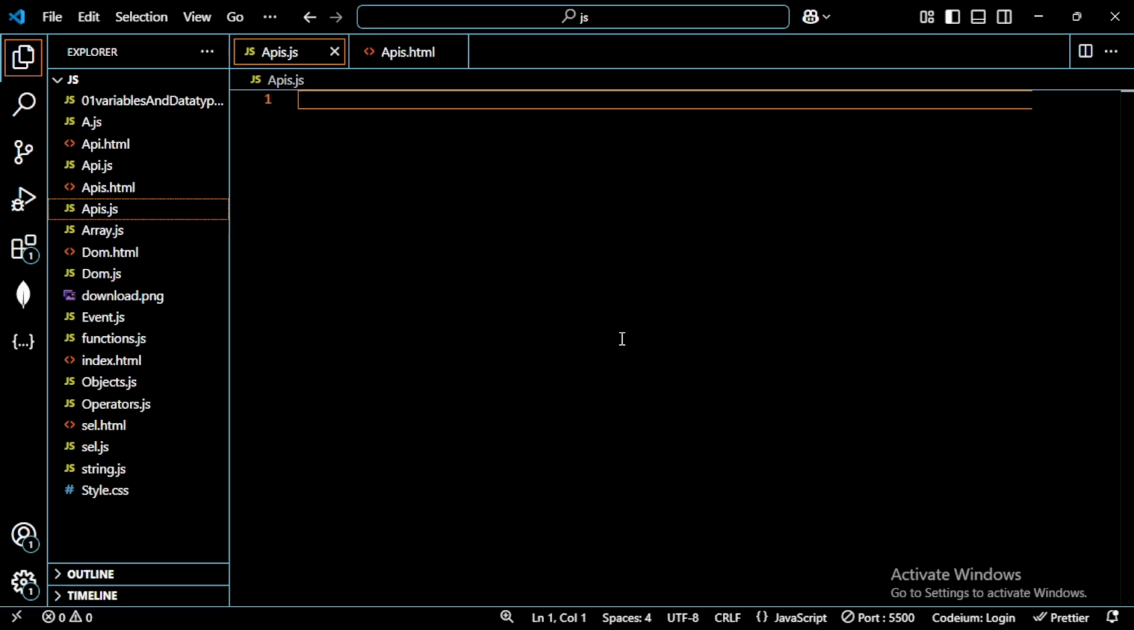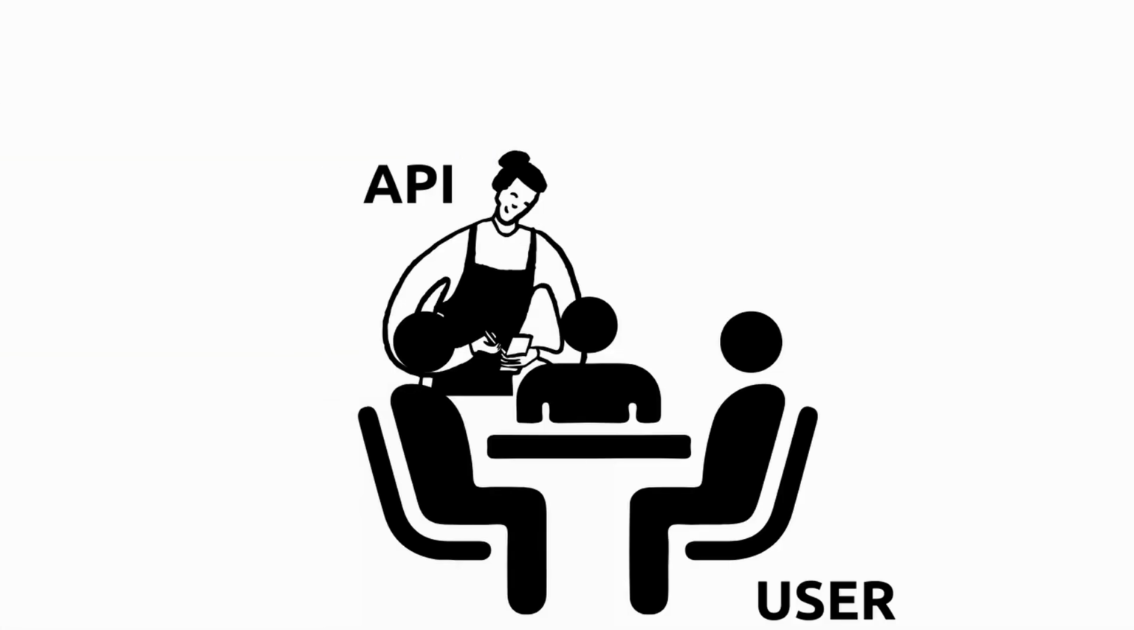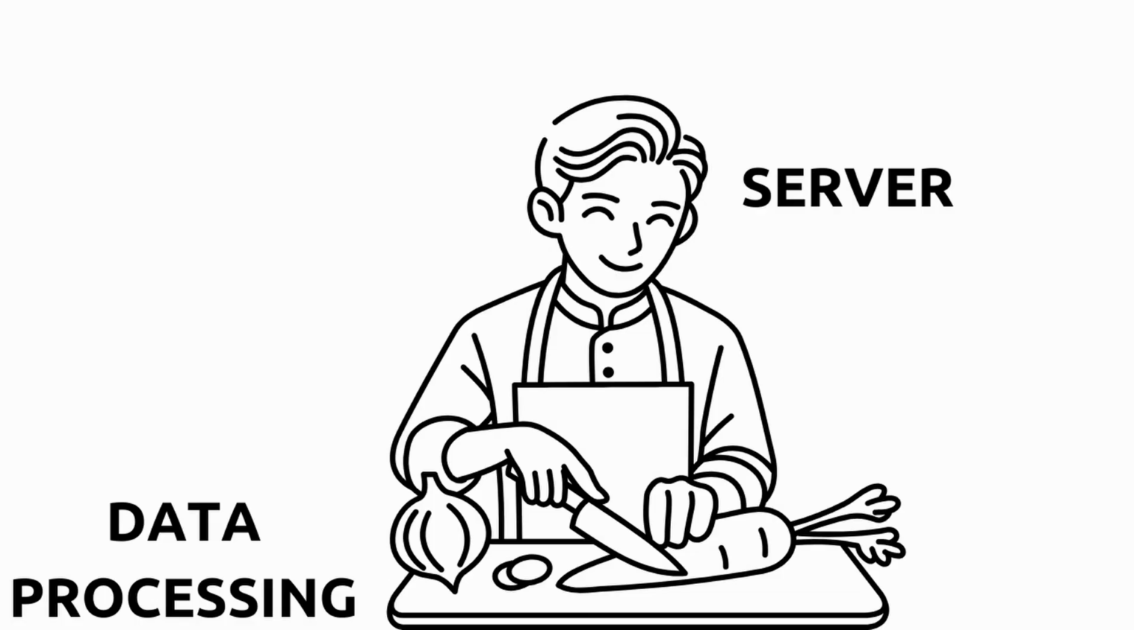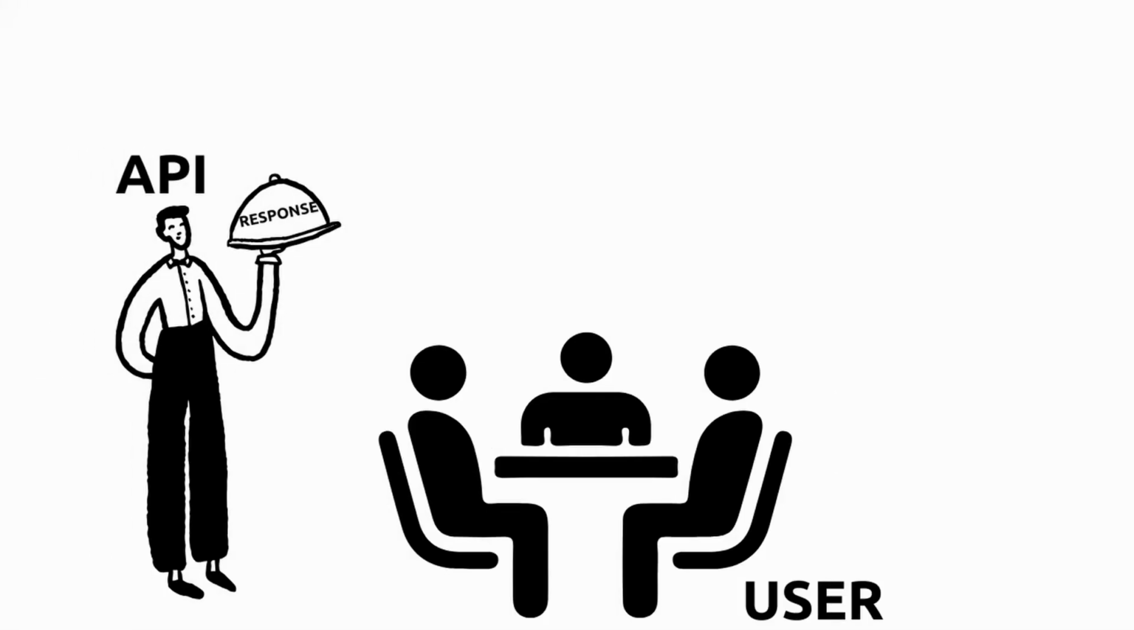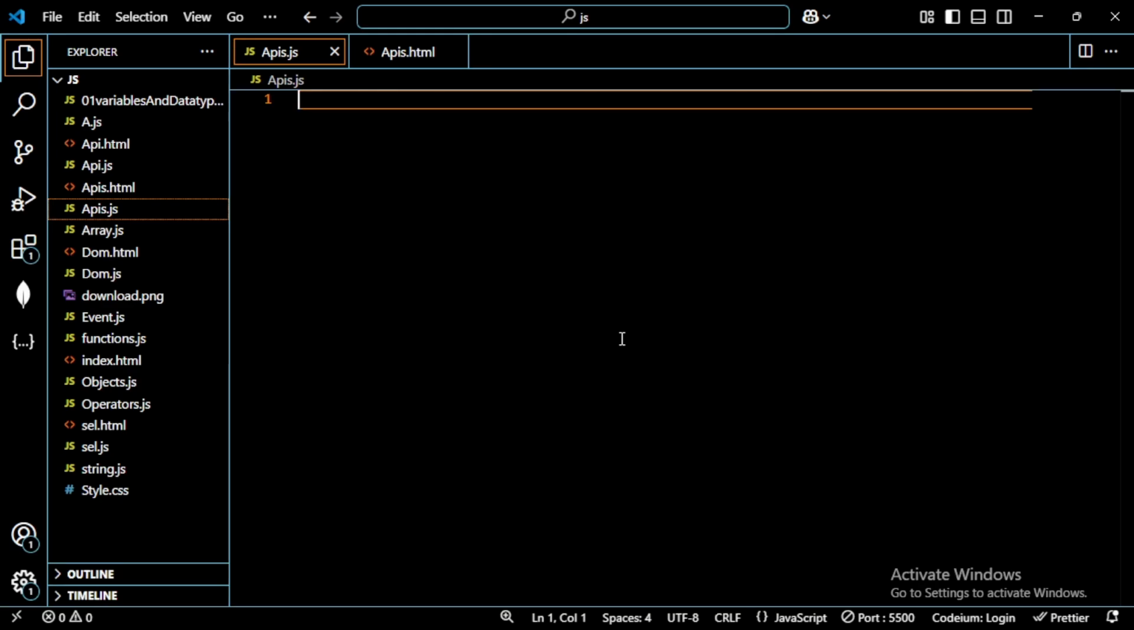Think of an API like a waiter in a restaurant. You are the client, that is the user. You order food, which means you request data. The waiter serves as the API, taking the order to the kitchen, which is the server. The kitchen, the server, prepares the food, which means it processes the data. The waiter brings the food back to you, the user, which is the response.